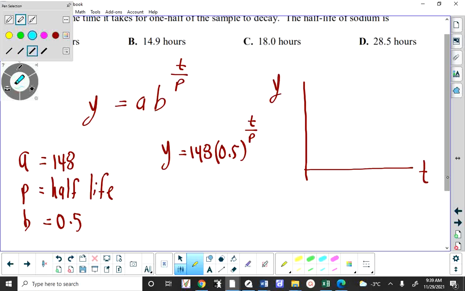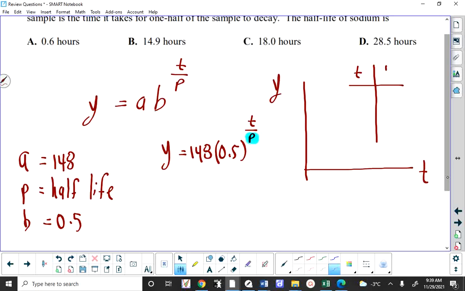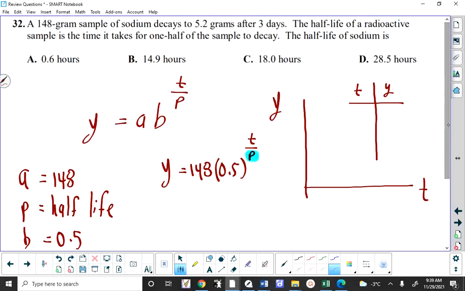And when you're missing a parameter, the strategy that I've given you from maybe lesson 1 or 2 of this course is that you put in an ordered pair. That's how you solve this problem. And we're told that there's 5.2 grams left after 3 days. So there's your ordered pair that you're going to put in.